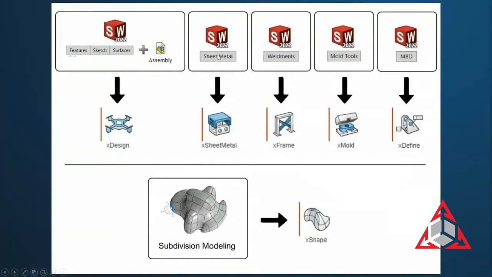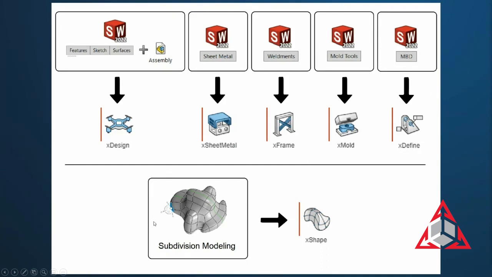If you need something like sheet metal, they have a separate app for that. It's called xSheet Metal. Same thing, if you need weldments, you have xFrame on the cloud. If you need mold tools, you have xMold on the cloud. If you need model-based definition, that's xDefine on the cloud. What's new in the last few months is an actual drawings application on the cloud. And this graphic just doesn't show it, but there is an offering for that as well.